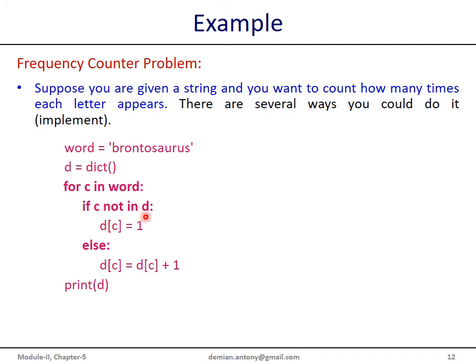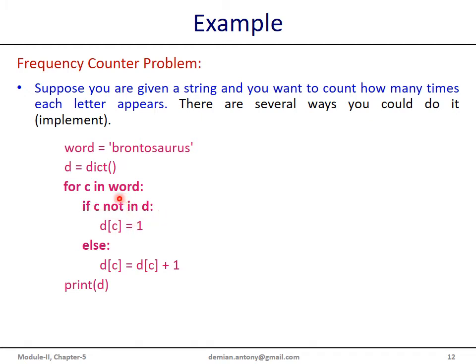And if it is the first occurrence, create the dictionary entry with D of C, where C is the letter, equal to 1. That is the value. Letter is the key in the dictionary D and the value is 1. This is the first appearance.